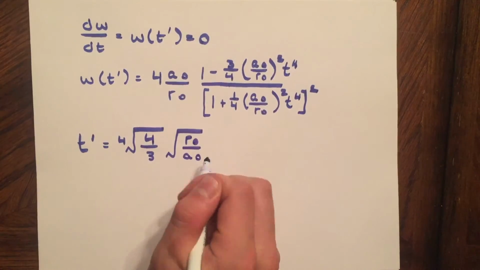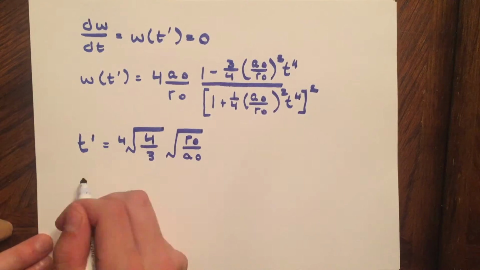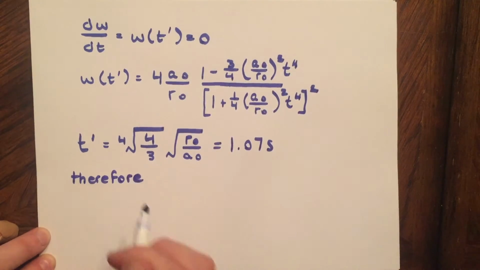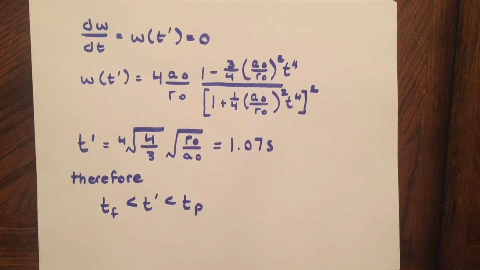And then we just differentiate the equation of angular velocity that we found earlier, and we need to know that the function is 0 only when the numerator is 0, so we take the root of the top of the equation and find that the value of t prime equals 1.07 seconds, which means that t prime lies between the full and partial time, meaning that the times are actually really small.